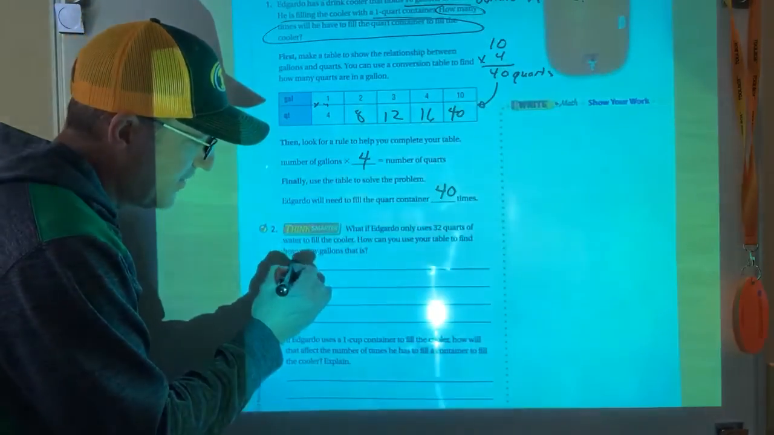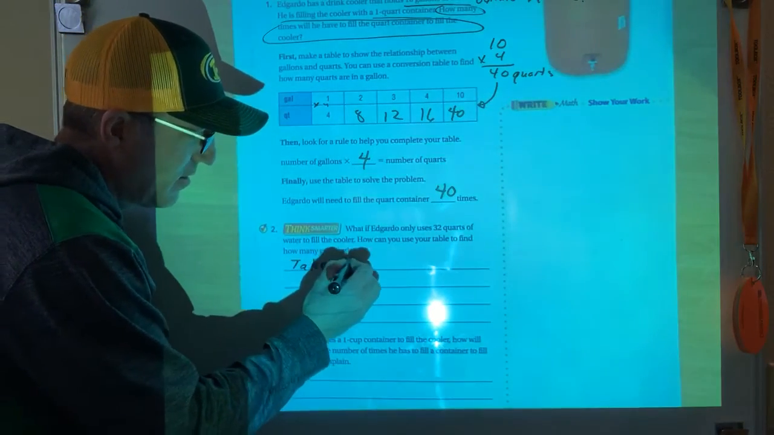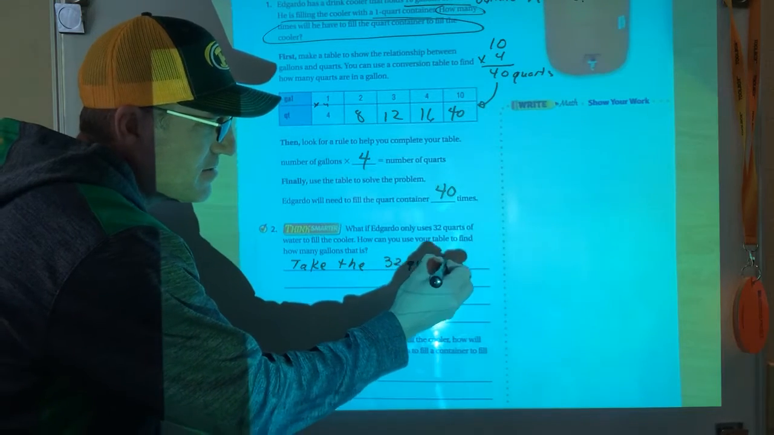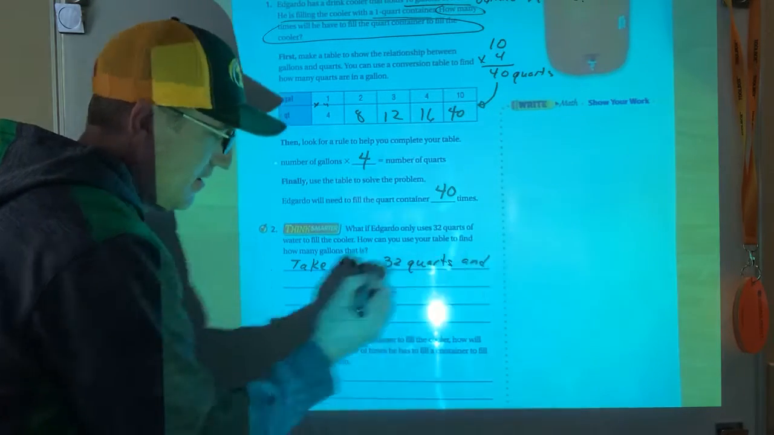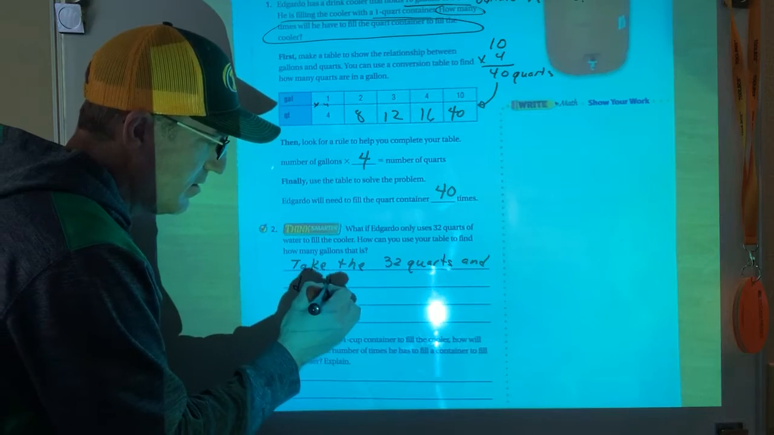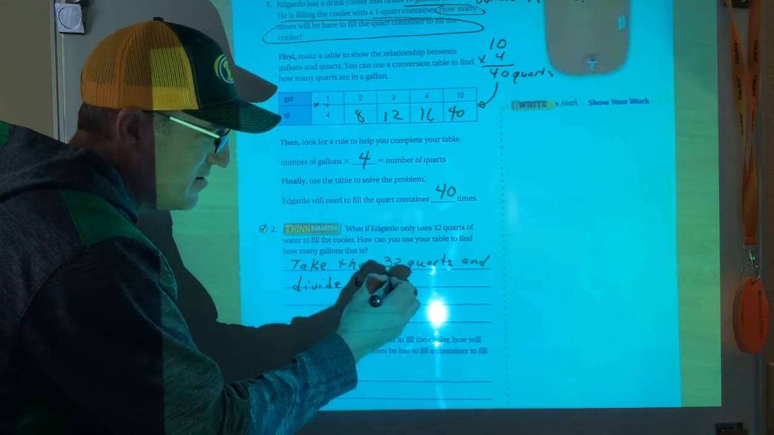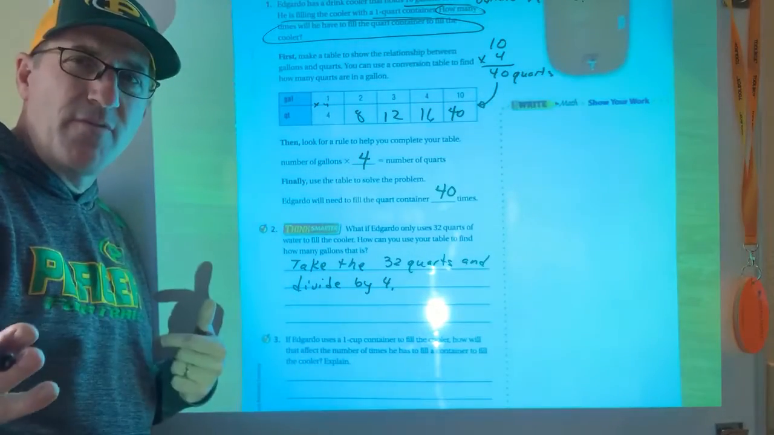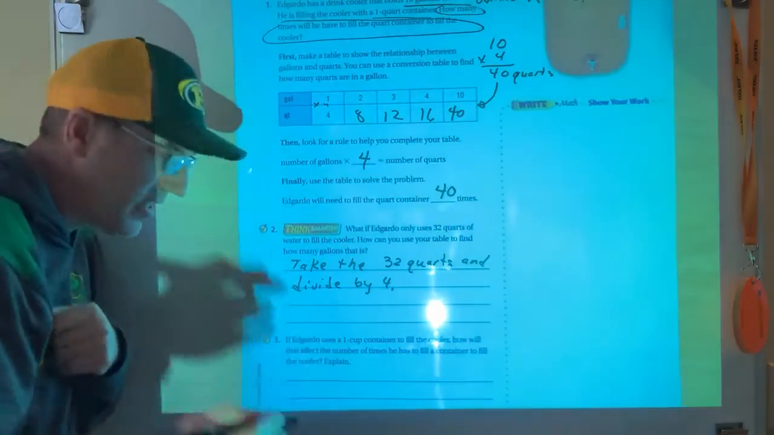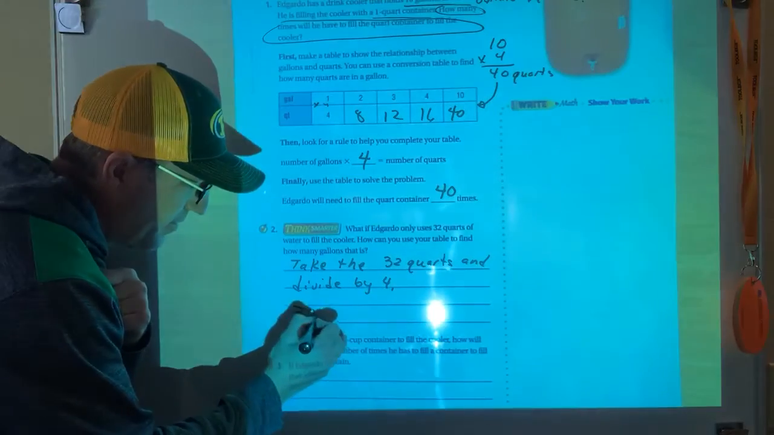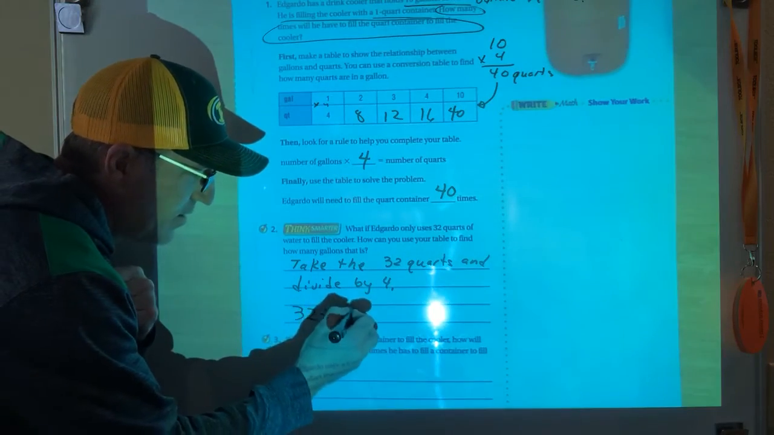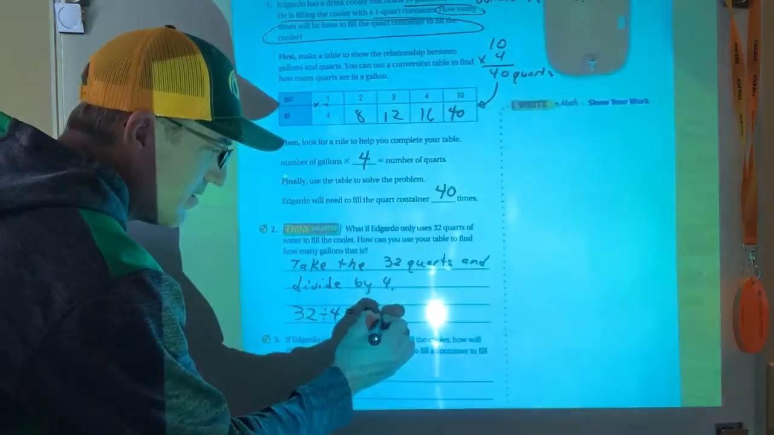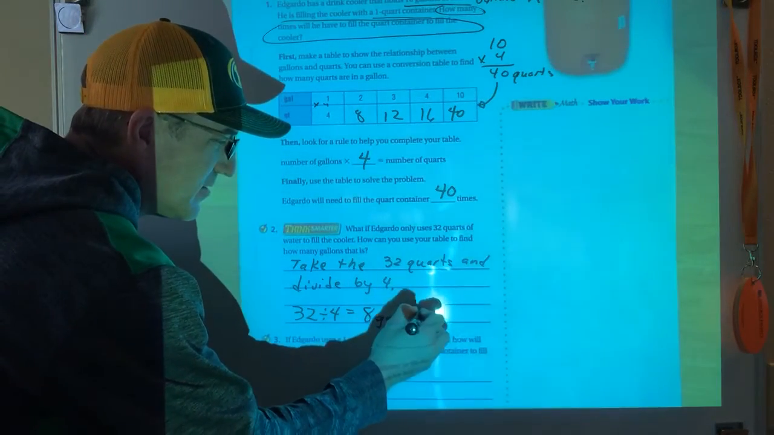So you take the quarts, 32 quarts, and divide by 4. Okay? Just use the chart. What's 32 divided by 4? I'll write it down while you figure that out. 32 divided by 4 is 8. So it'd be 8 gallons.